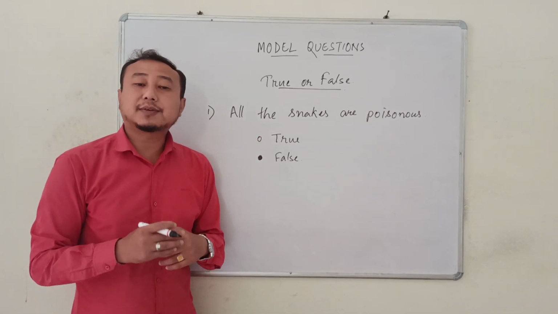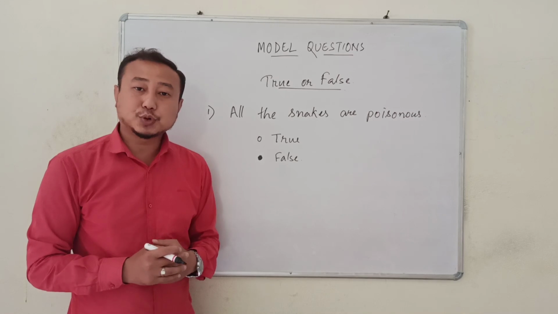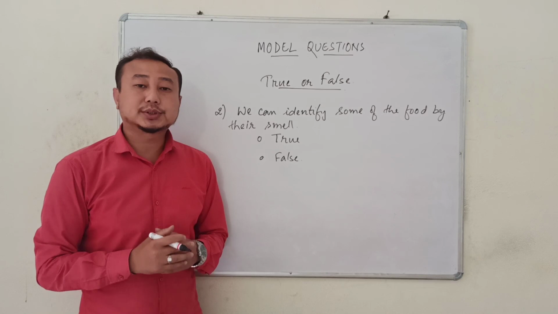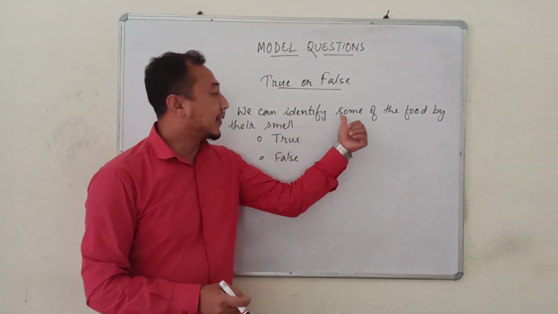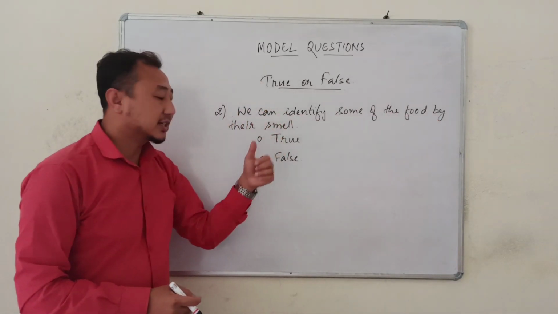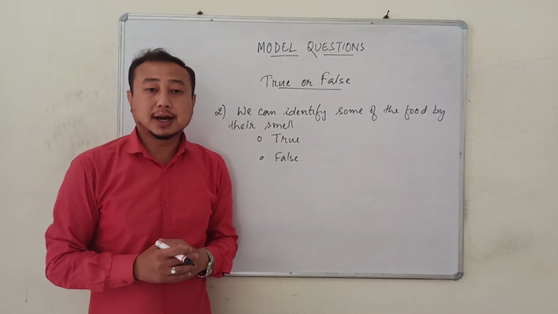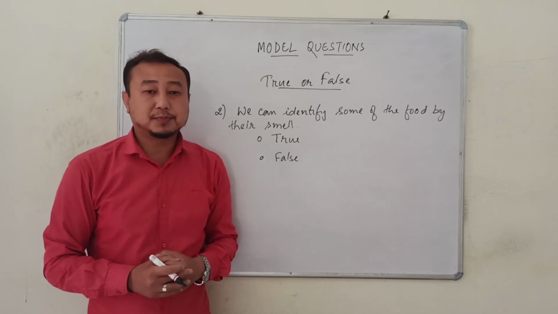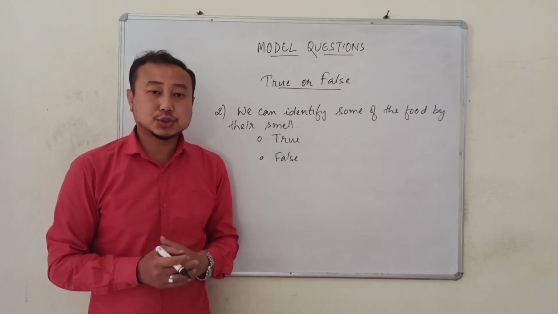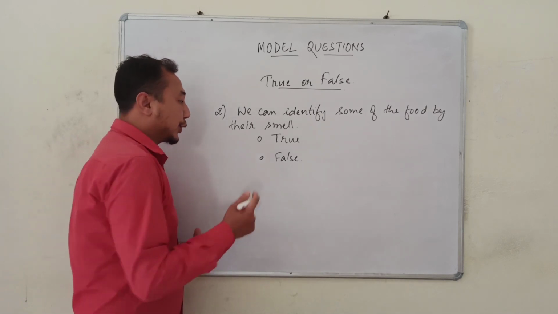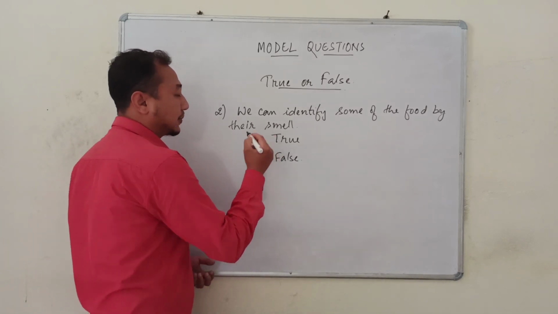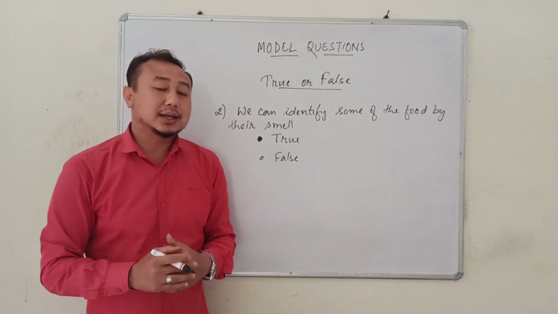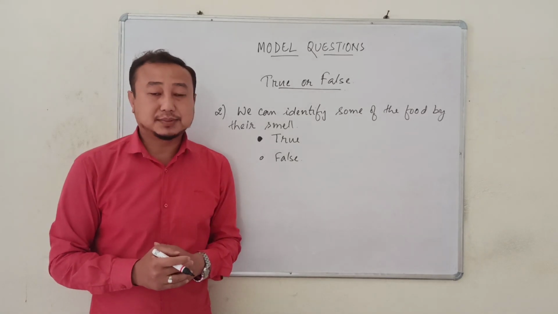So now let us take up another example of this same category, true or false, to understand it better. The second question from the true and false category is, we can identify some of the food by their smell. In the first chapter, we learned that some food items are there which we can identify by their smell only. So the statement given here is true. So as the statement is true, you have to click on the true button that is given in the question. So with this, you can give the answer of the true and false statement.